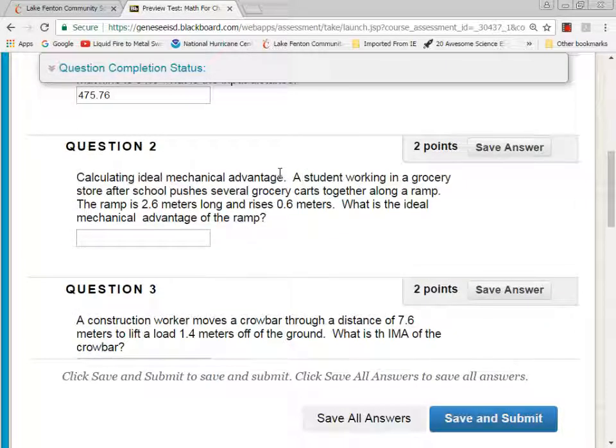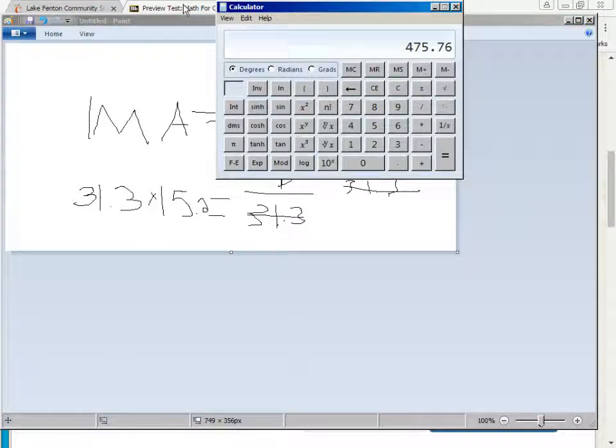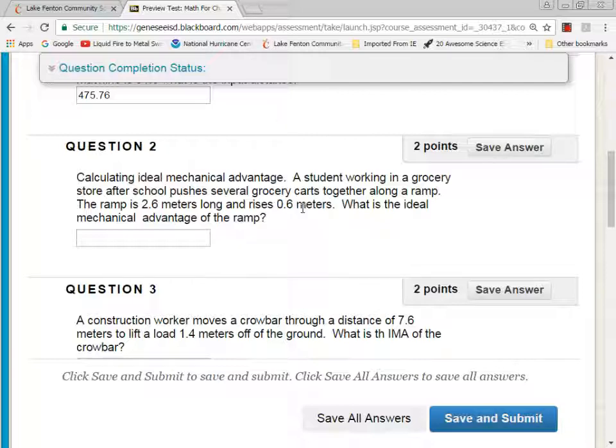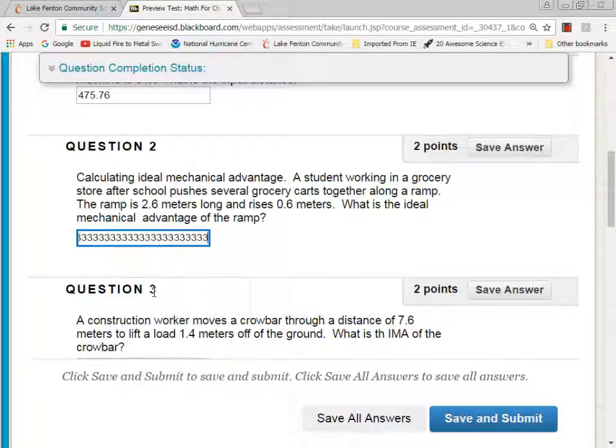Calculating the ideal mechanical advantage. A student is working in a grocery store after the school pushes the grocery carts up along a ramp that is 2.6 meters and rises 0.6 meters. What is the ideal mechanical advantage? If we're looking at the ideal mechanical advantage, input distance over output distance, you simply divide, right? So in this particular case, you've got 2.6 divided by 0.6, whatever that is. Edit, copy. Notice there's no units.